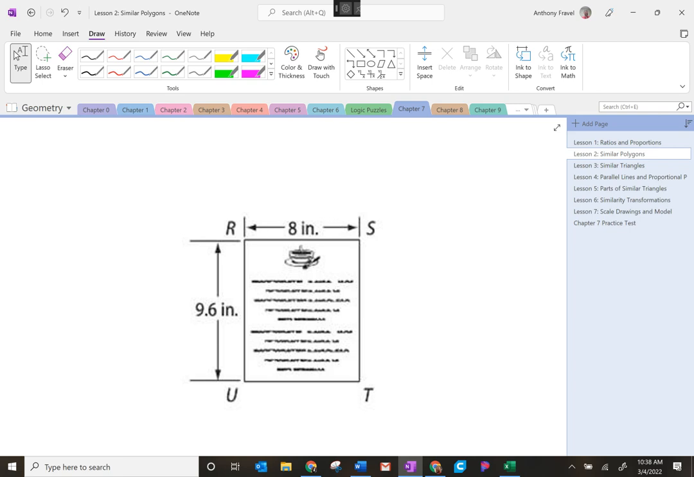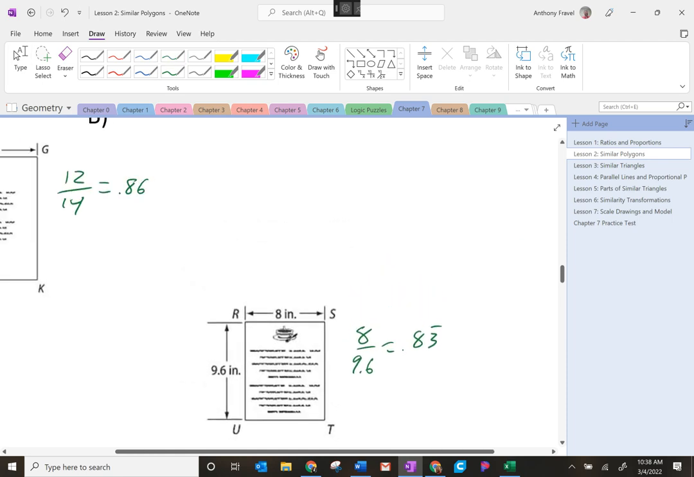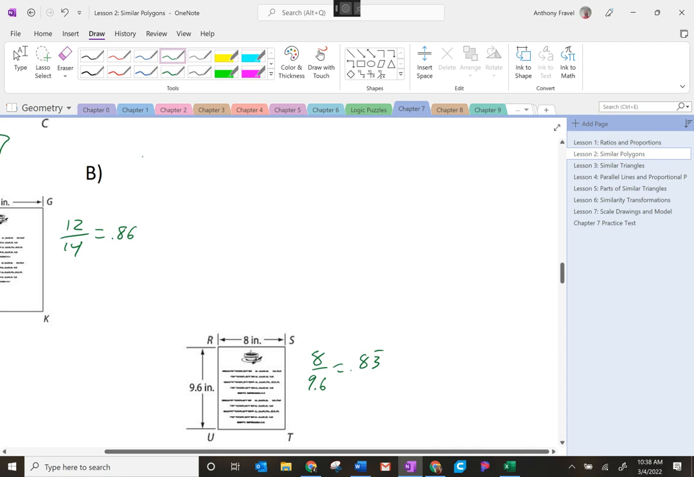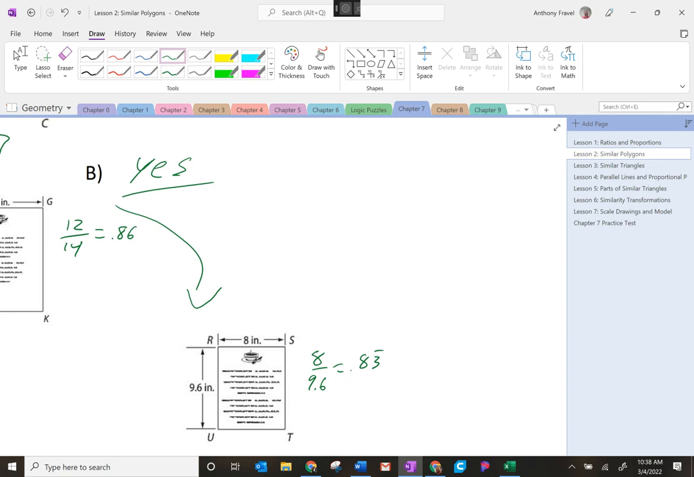All right, Caleb, what'd you get? 0.83 repeated. So is it the same size? Awesome. You got 8 divided by 9.6. You got 0.83 with the 3 repeating. It's the exact same as the one on the top. So for choice B, which is this guy over here, that's a yes. How you feeling? Give me that thumbs up, thumbs down. Sweet.